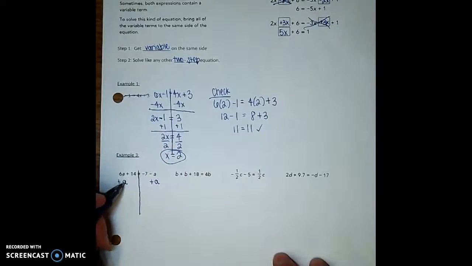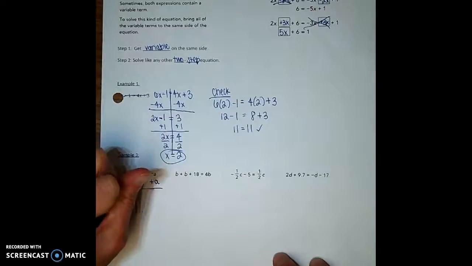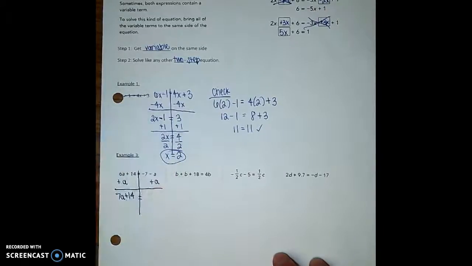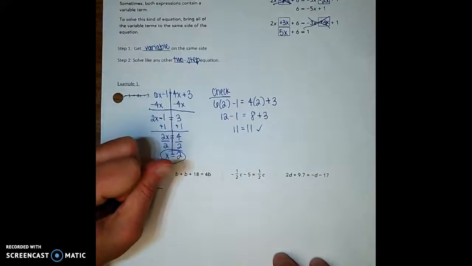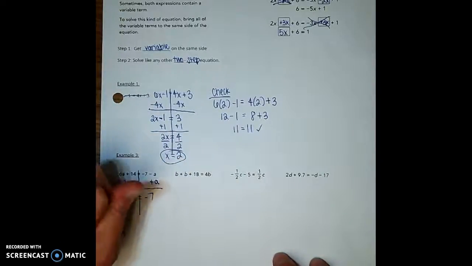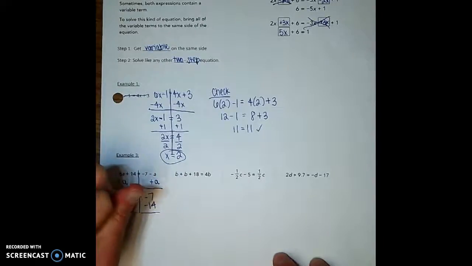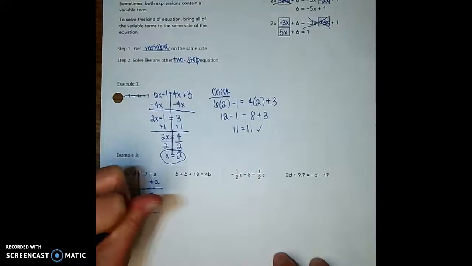And when I do that, 6a plus a on the left gives me 7a, but I still have that plus 14, so I can't get rid of that just yet. And then I have negative 7 on the other side. From here, I solve it just like a two-step equation. So I take away 14 from both sides, and that's going to give me 7a equals negative 21.